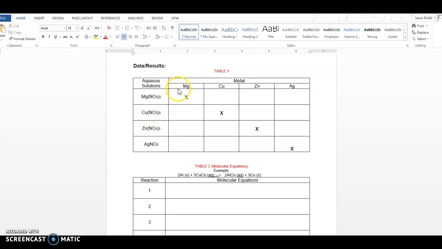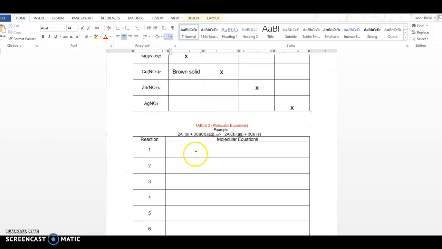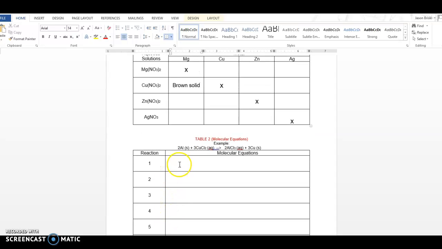All right. So if you consider the reaction with magnesium and copper nitrate, it will form a brown solid. This would actually be copper metal that would form on the surface of the magnesium strip. Okay, so as we go to write out this reaction, so these molecular equations should all be reactions, the equation would look something like this.